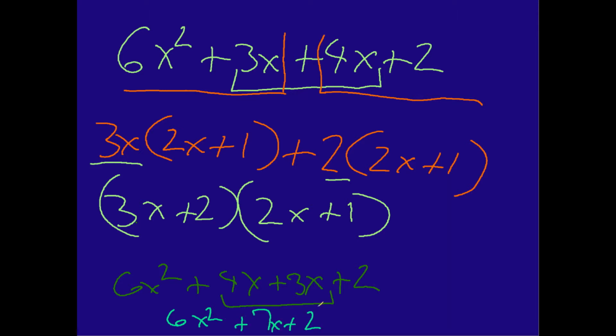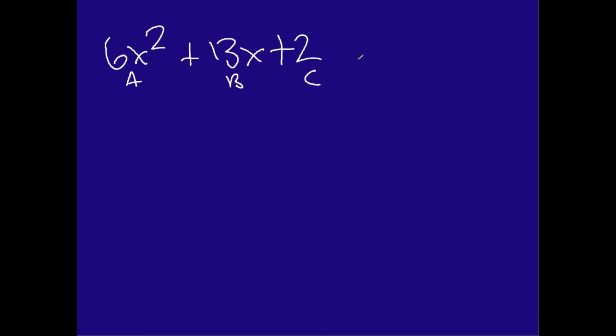Let's do one more to make sure that this is clear in all of our minds, because this is a little bit tricky. So here's another one. Now I have 6x squared plus 13x plus 2. The first thing I do is give my little names here. So I got my A, my B, and my C. And what I need to do now is very clear, like I did last time.